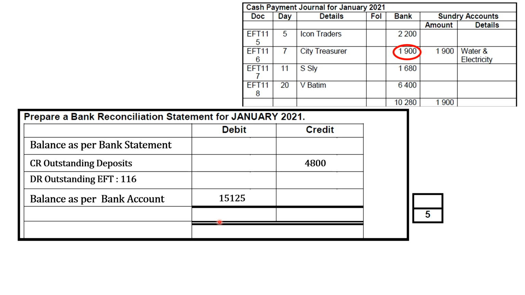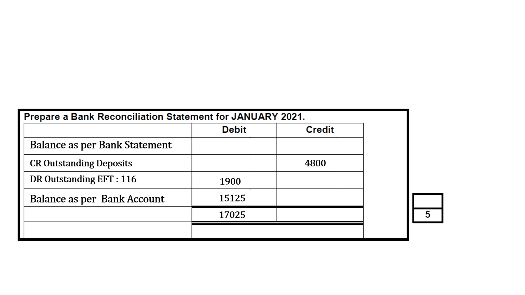Now that we've finished recording all the amounts that were omitted in our CRJ and CPJ, we're now going to add the bigger side. So between the debit and credit, you need to find out which side is the bigger side. In our case, the debit side is the bigger side. So we're going to add the two amounts on the debit side. That is going to give us 17,025. That's the bigger side. So you write it on the debit side and on the credit side.